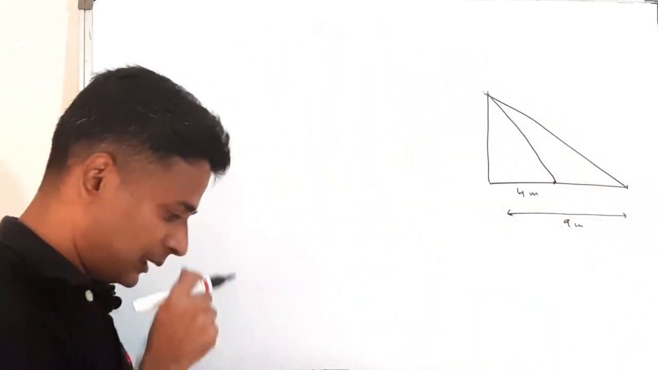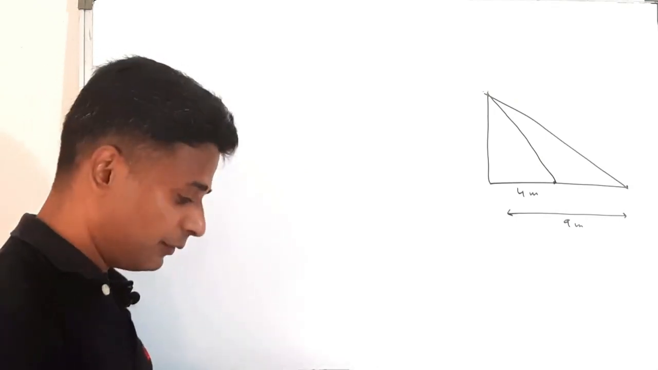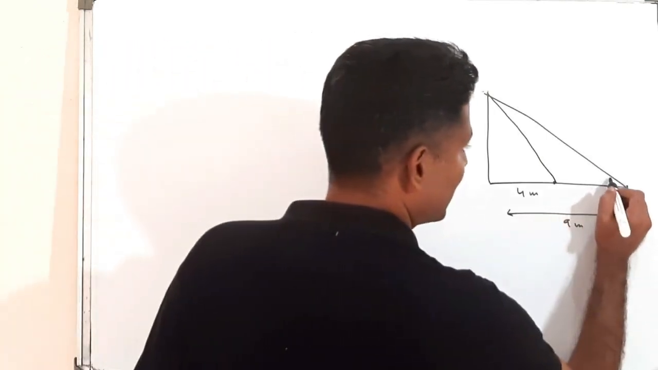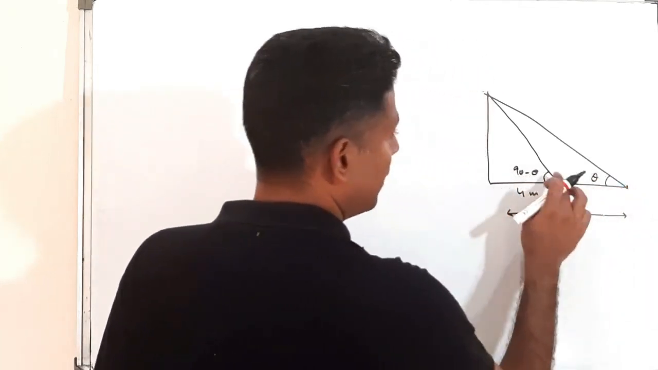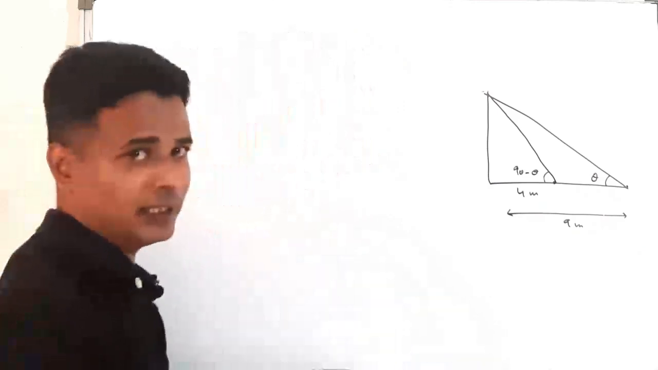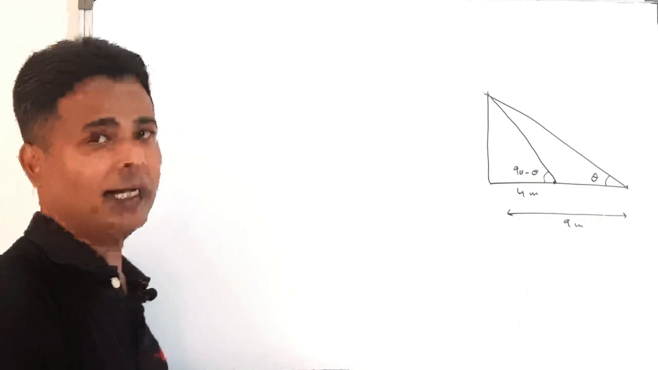The angles of elevation are complementary, and the points are in the same straight line with the base. If you remember this problem, if this is theta, this will be 90 minus theta. Why? Because this plus this is 90 degree. So if this is some angle theta, this will be 90 minus theta. Find the height of the tower.